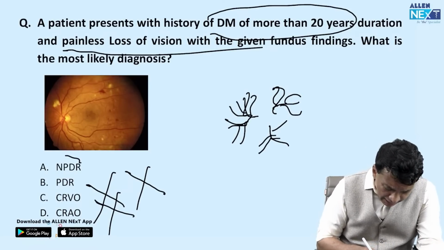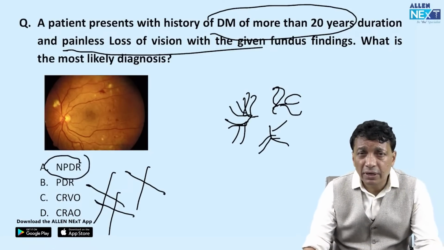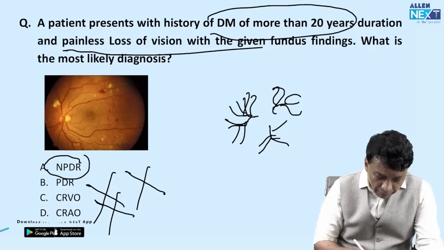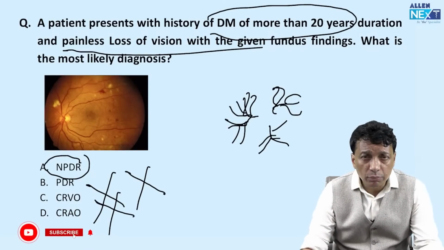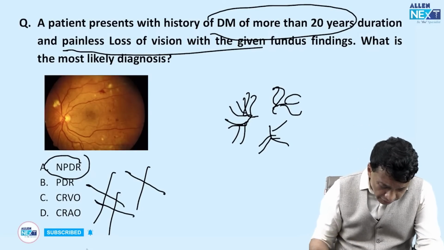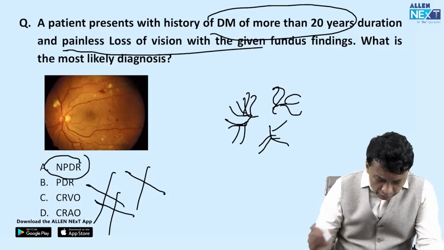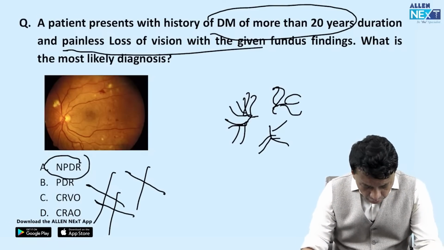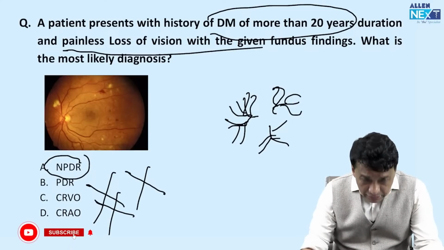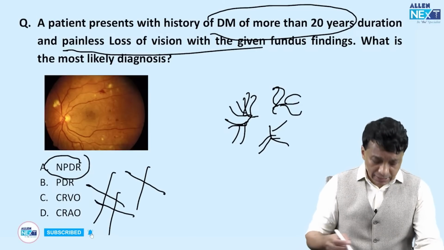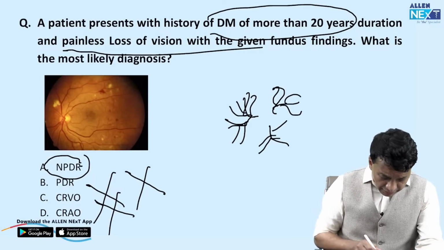The answer here is A. It's non-proliferative diabetic retinopathy simply because there is no proliferating new blood vessel here. You can see the soft exudates, and you can see some of the hemorrhages here, dot and blot hemorrhages and soft exudates, but there are simply no new blood vessels, which is why the answer is NPDR.